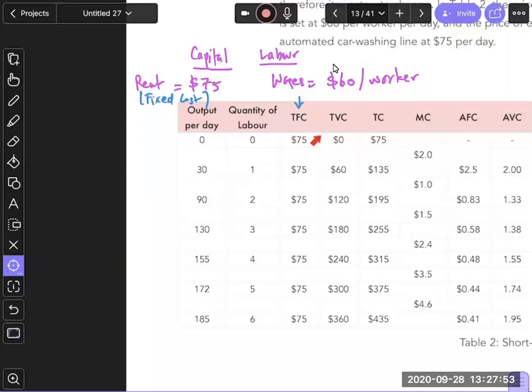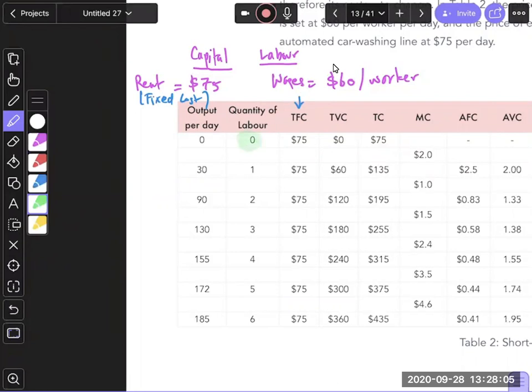But my variable cost, guys, is important to see. My variable cost is $60 per worker. When I hired 0 workers, my variable cost was 0. When I hired my first worker, my variable cost is 60. For the second worker, it's 120. As you hire more and more workers, your variable cost goes up. 120 is 2 times 60, 180 is 3 times 60, 4 times 60 is 240, and so on. Do we agree with this, guys?